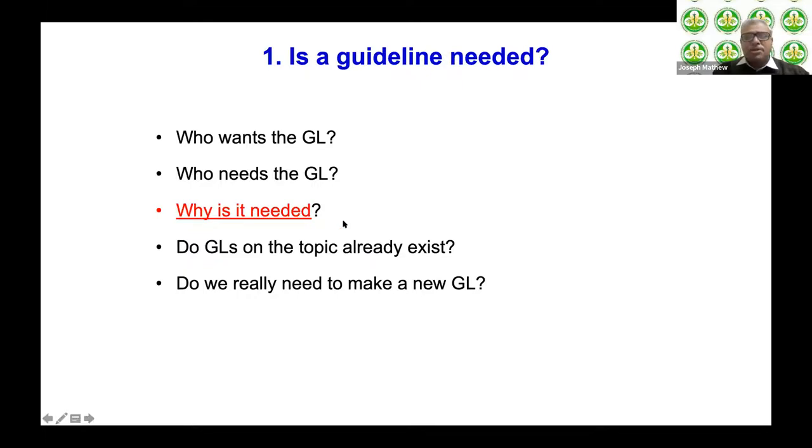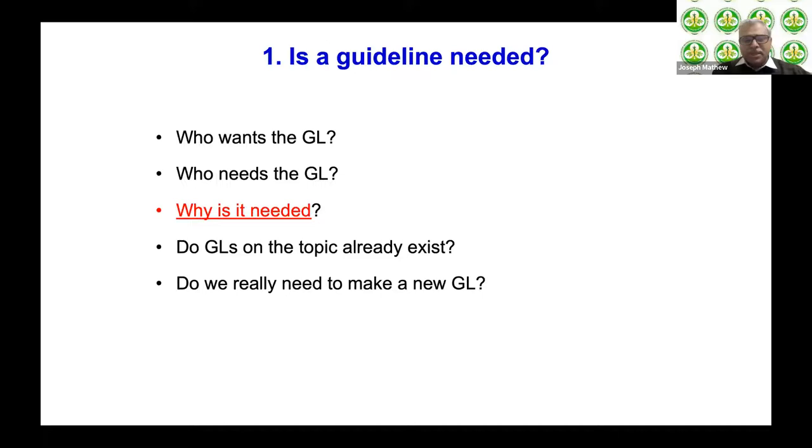So a guideline usually gets needed when there is uncertainty about something, where there are multiple options for certain ways of doing things, or there is confusion amongst different practitioners or different healthcare recipients about what is the ideal or the best in a given scenario or situation. That's when a guideline is needed to help people to come to the right evidence-based decision. Then, of course, if there are already guidelines on the topic which some other scientific society within the same country or body has prepared, then there is no need to replicate and say, if A has done, so B should also do.